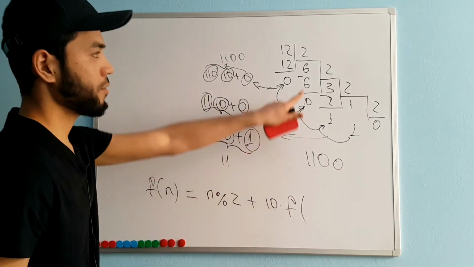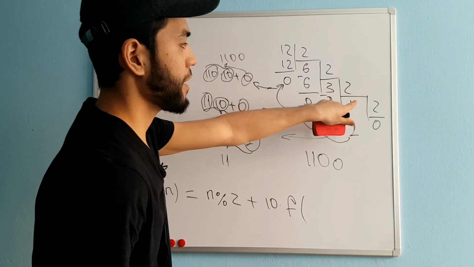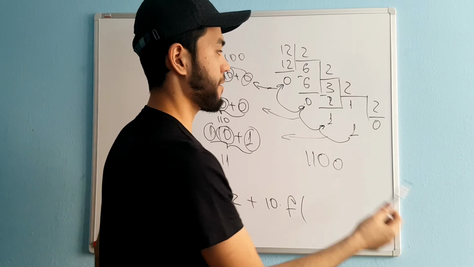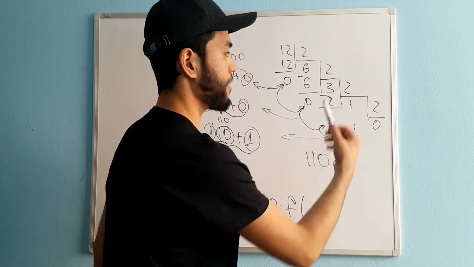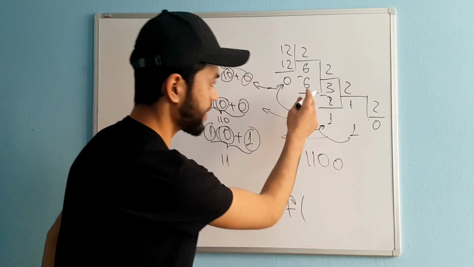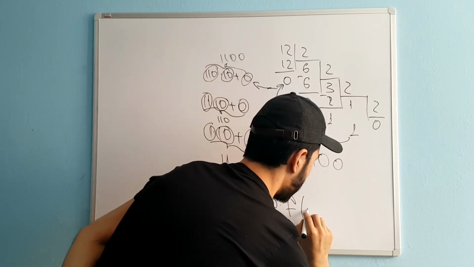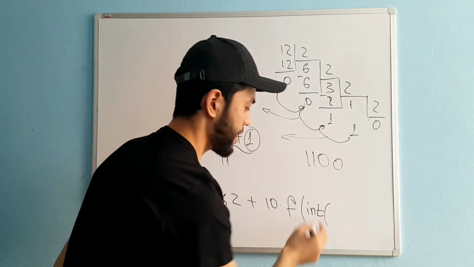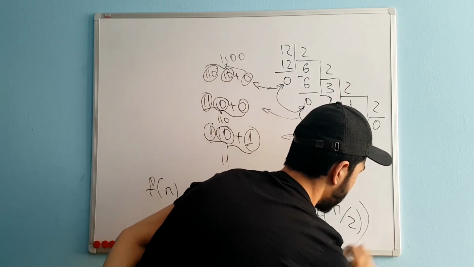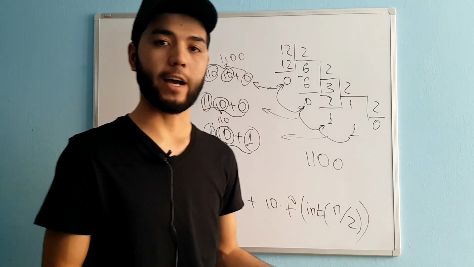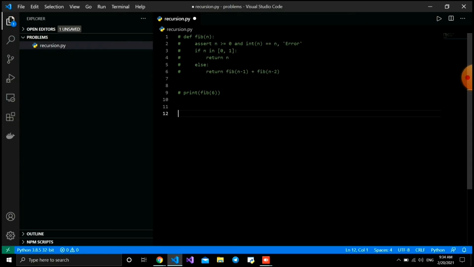Inside the function, if you look here, every time I'm dividing, I'm taking the integers. For example, whenever I'm dividing 3 by 2, I'm not taking the float number 1.5, I'm taking the integer number. Therefore, inside the function, we write int and divide n by 2. From this formula, we will write our recursion code for converting decimal to binary.